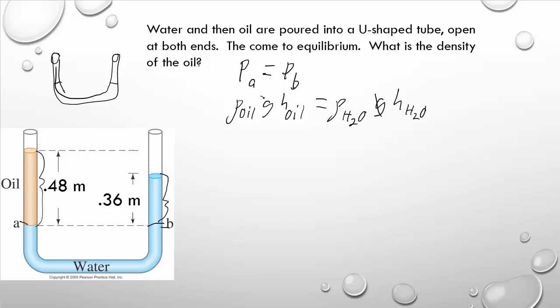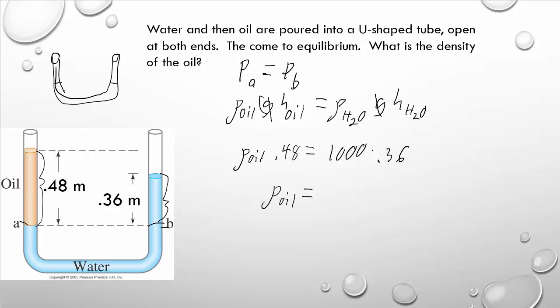We can get rid of the g's, those are the same on both sides. And the density of oil is what we're going to try to solve for, so that's our unknown. The height of the oil is given, so 0.48. The density of water is 1,000, and the height of the water is 0.36. So we just divide 0.48 to the other side, and we get the density of oil.